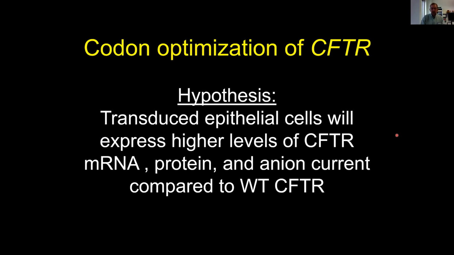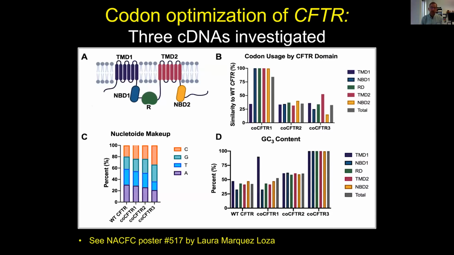So one approach we're taking is codon optimization of CFTR. And our overall hypothesis is that transduced epithelial cells would express higher levels of CFTR, mRNA, protein, and anion current compared to wild-type CFTR. So this work is on a poster at the meeting, number 517, presented by Laura Marquez-Loza, and you can look there for further information.